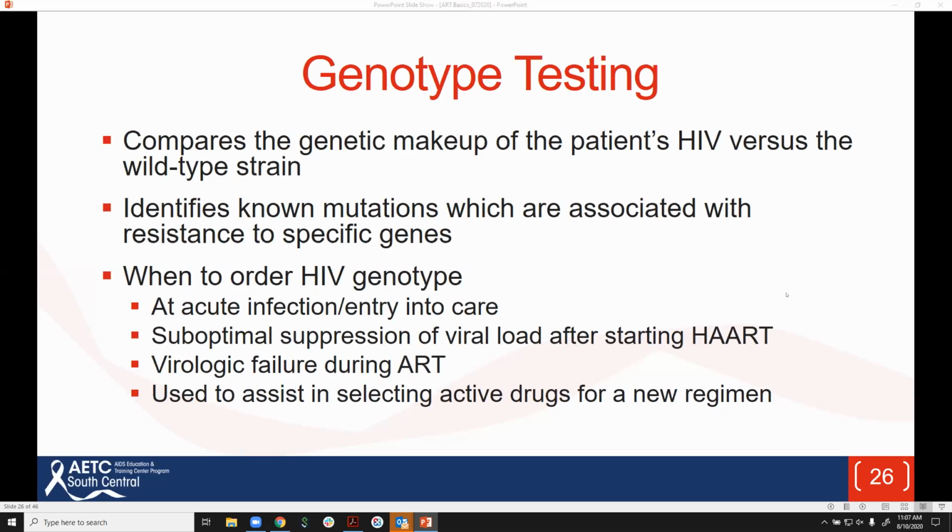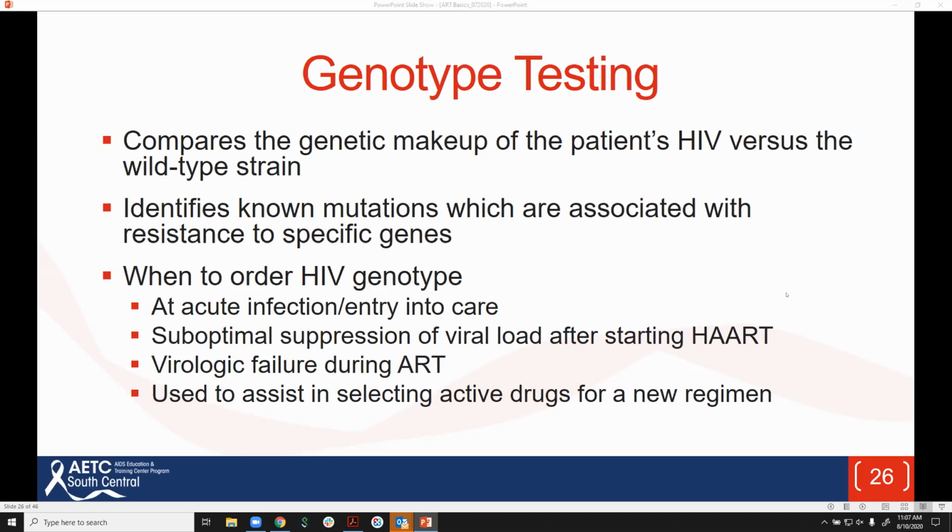So when do you order an integrase genotype? That's a really interesting question. So it depends on your particular lab, how you order the genotype testing. So the classic genotype testing looks for mutations in 3 classes only, right? The NRTI, NNRTI, and PI.